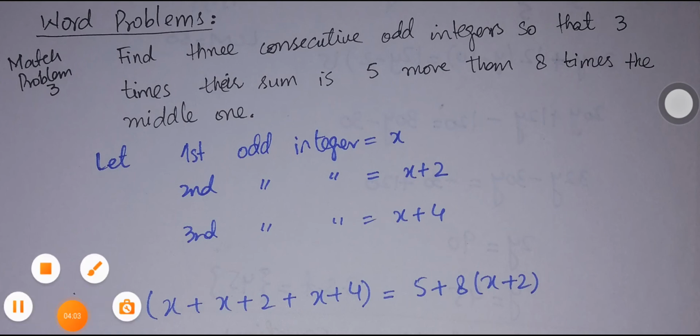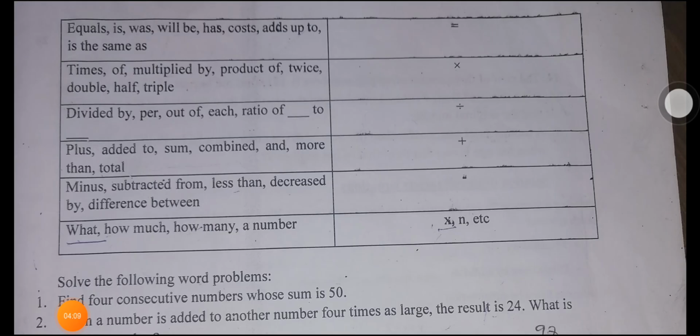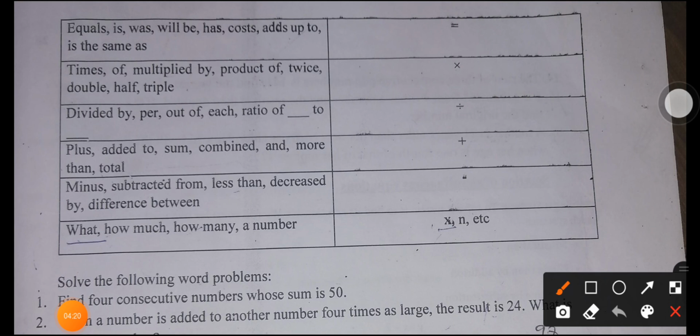So how can we translate a word problem into mathematical equations? Here you can see a table, which is quite helpful when we want to translate a word problem into a mathematical equation. There are some words that can be replaced with a particular type of mathematical expression. That is, if we have equal, is, was, will be, has, add up to, same as, then we will use the expression of equality.